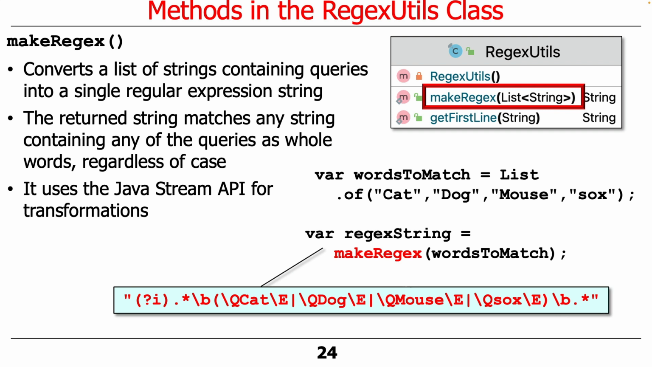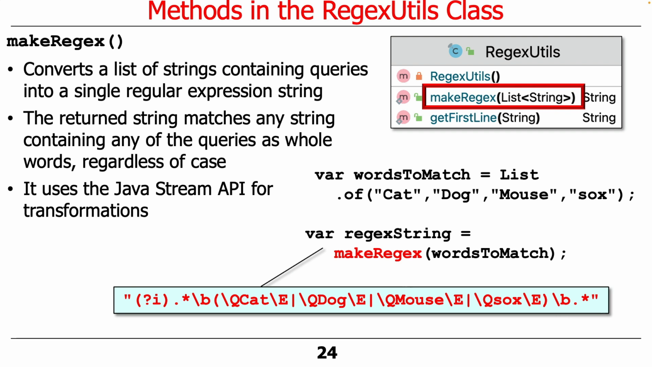converts a list of strings containing queries into a single regular expression. And what it's going to do is the returned string will match any string that contains any of the queries as whole words, regardless of the case, whether it be capitalized or lowercase. And you'll see here how we are going to use the Java Stream API for doing these transformations.